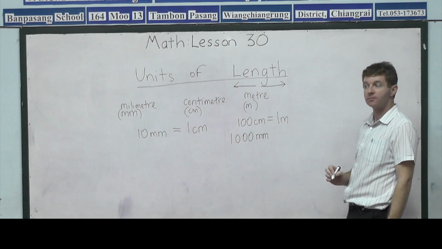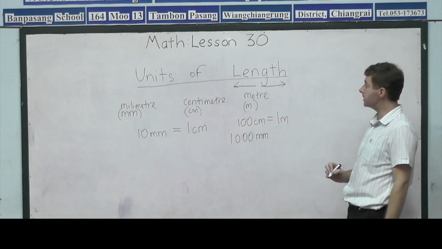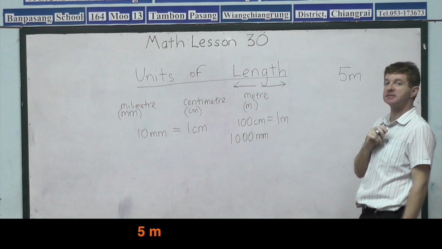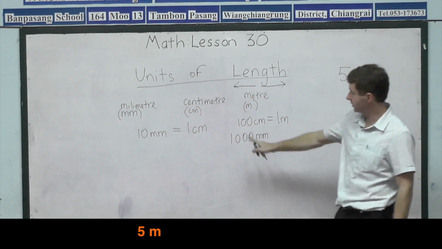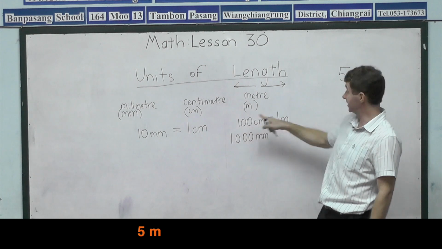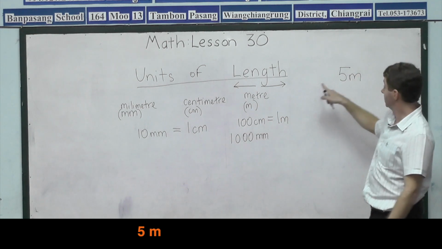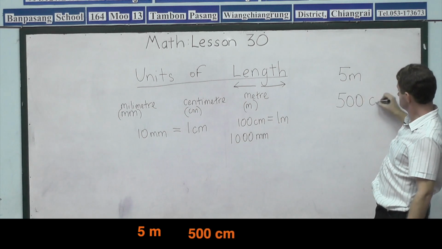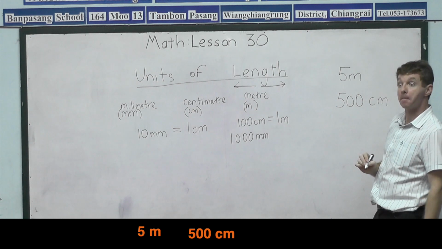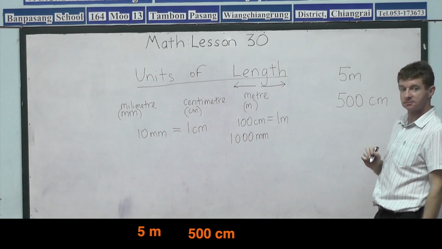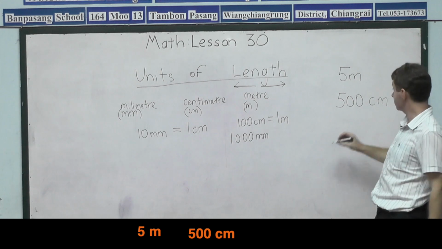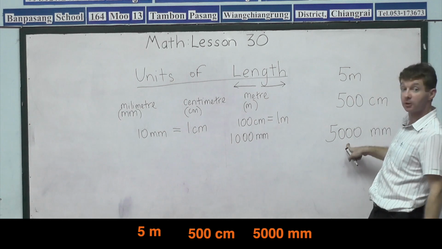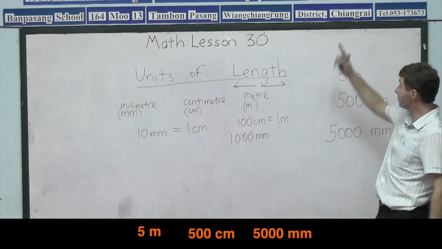Yes. Let's do one more. How about if teacher Wes says 5 meters? How many centimeters in 5 meters? Remember, 100 centimeters equals 1 meter. 500 centimeters. And how many millimeters in 5 meters? 5,000. Excellent. You understand. Each time, it's more. The units of length are getting smaller or bigger, you see?